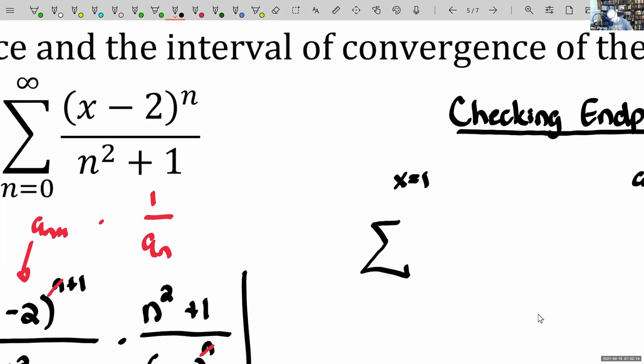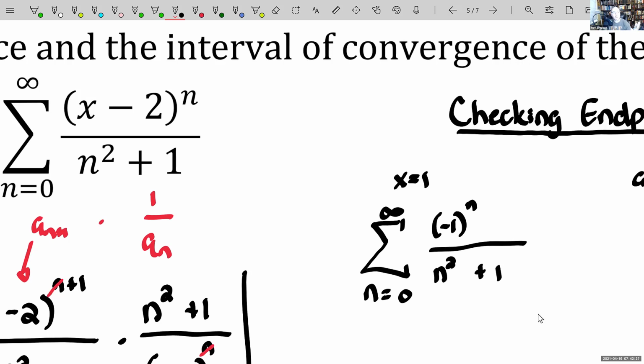The summation n equals 0 to infinity. At x equals 1, you get 1 minus 2, or negative 1 to the nth power over n squared plus 1. Now, I don't know if you remember me saying it last time because I say things kind of quickly. I completely understand that I run through things sometimes. So let me just reiterate this.